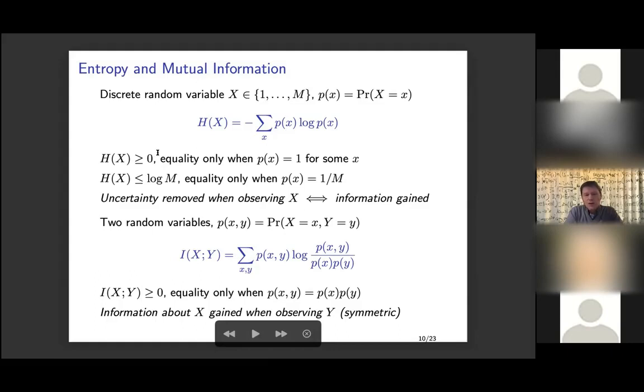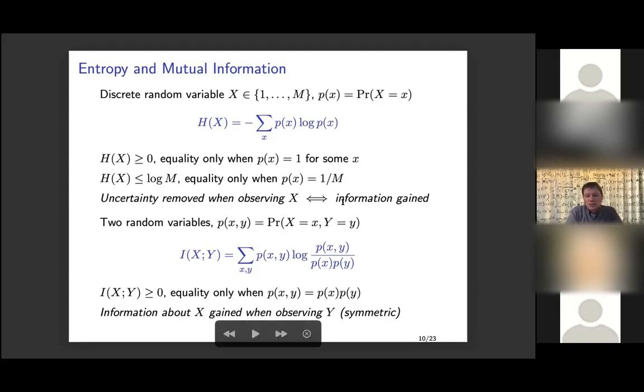So entropy is non-negative, and it's zero only when all the outcomes are equally likely. No, sorry, that's wrong. Only when one outcome has all the probability, then entropy is equal to zero. Entropy is not bigger than the log of the number of possible outcomes, and you have equality when all outcomes are equally likely.